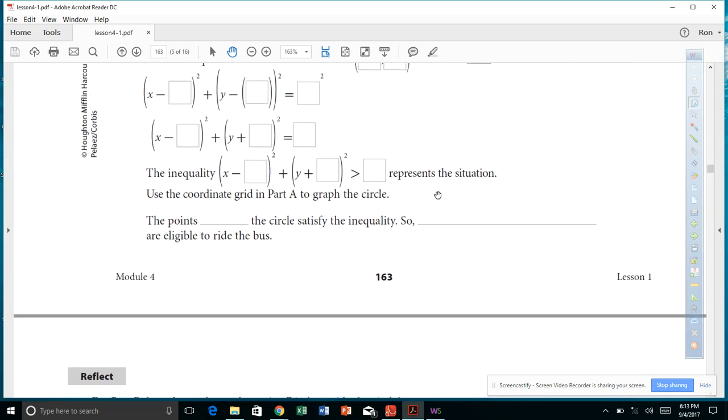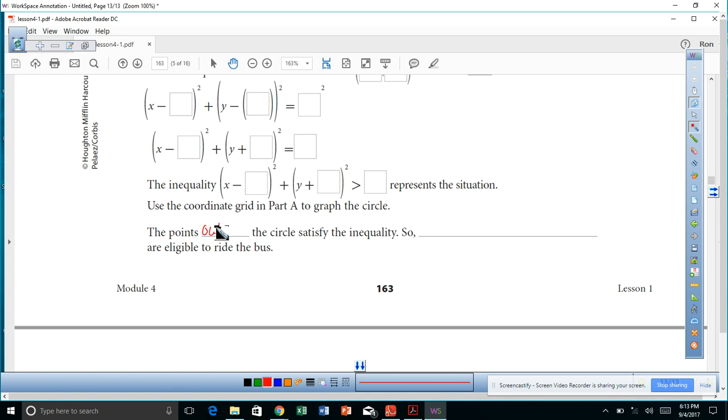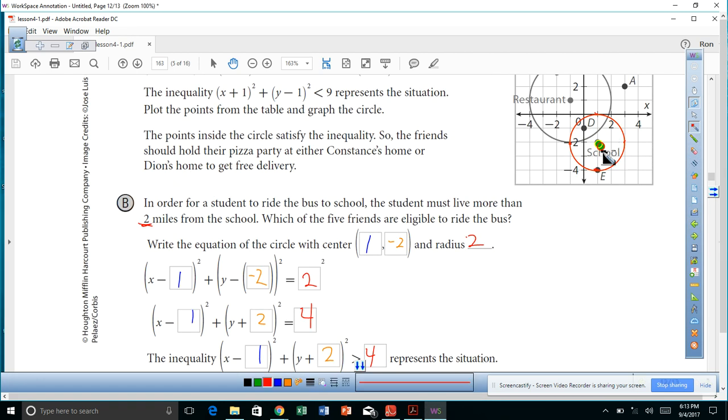Use the coordinate grid in part A to graph the circle. We did. The points outside the circle satisfy the inequality. So Alonzo, Barbara, and Constance are eligible to ride the bus. And then we can go look at it. Anyhow.